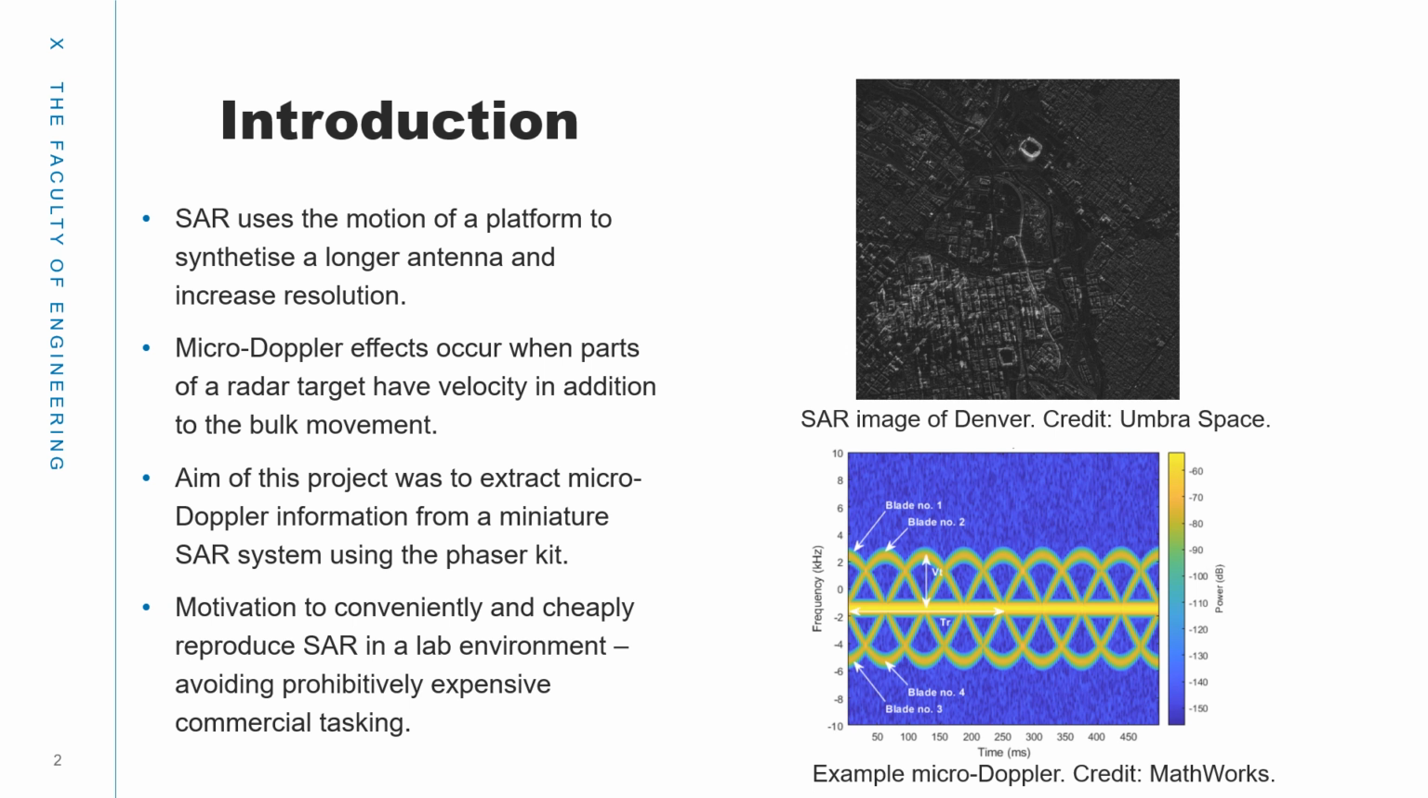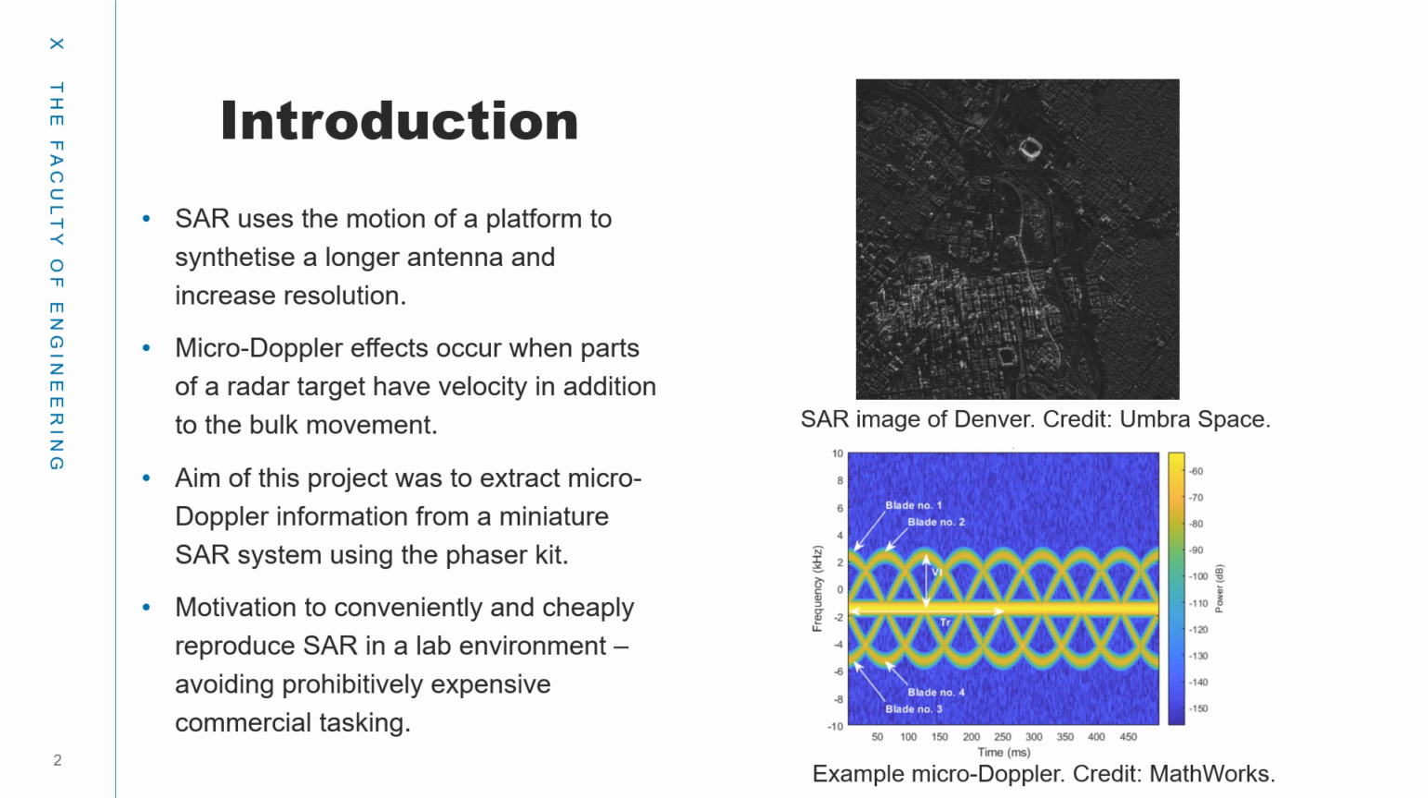Now let's talk about micro-Doppler effects. These effects occur when parts of the radar target have their own velocity in addition to the main bulk target movement. The classical example is the rotating blades of a helicopter. These induce an extra frequency modulation, the so-called micro-Doppler signature, on the radar returns, with an example shown in the time frequency plot below the SAR image. This is helpful because unique target movements can create distinct patterns, helping us analyze and identify complex targets.